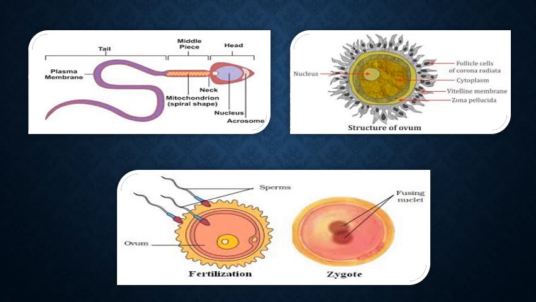Here you can see first picture again is of sperm. Second one is ovum. When sperm fuse with ovum, it forms zygote. Here in third picture you can see fertilization occur, and in the fourth picture you can see a single cell zygote.